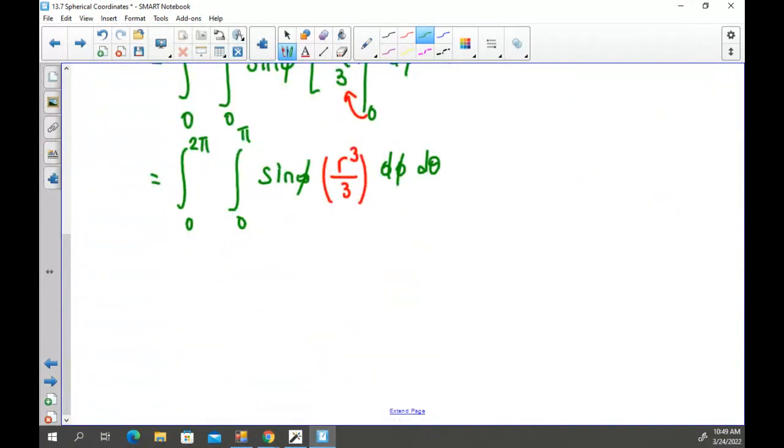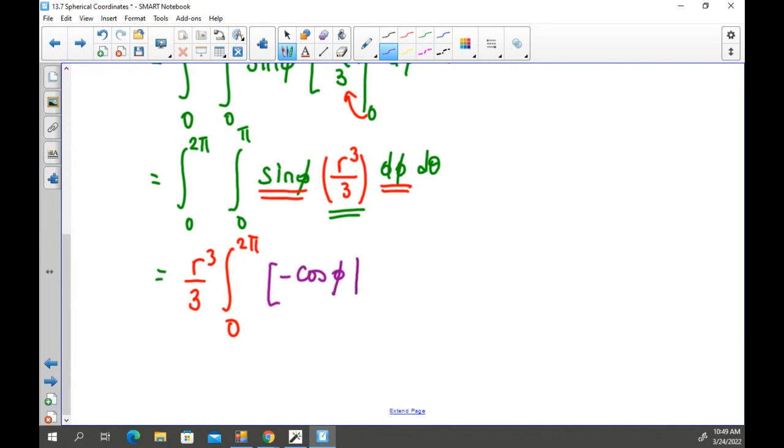Now this is a constant. I can take it out of the integral. It's not a function of phi or theta, so it's a constant. 0 to 2 pi. And then I integrate sine phi. What is the integral of sine phi? Minus cosine phi, from phi equals 0 to pi. And the d theta, I will keep it here. So r cubed over 3, integral from 0 to 2 pi.